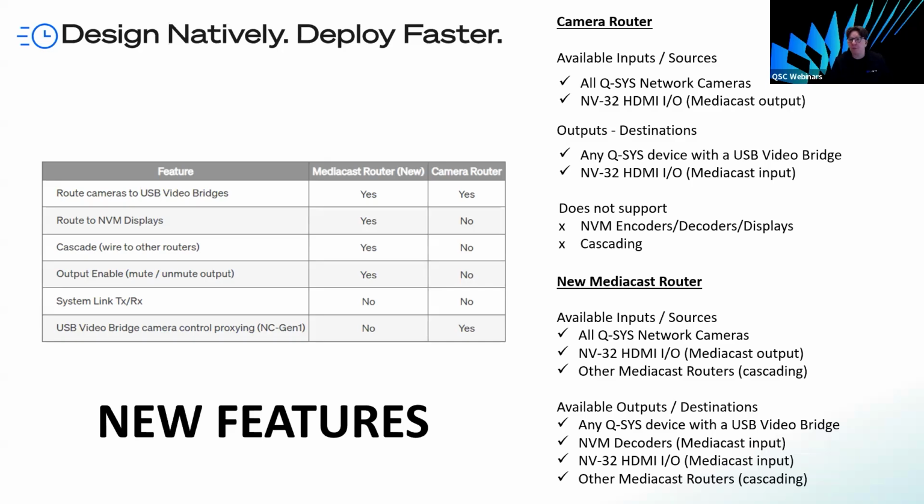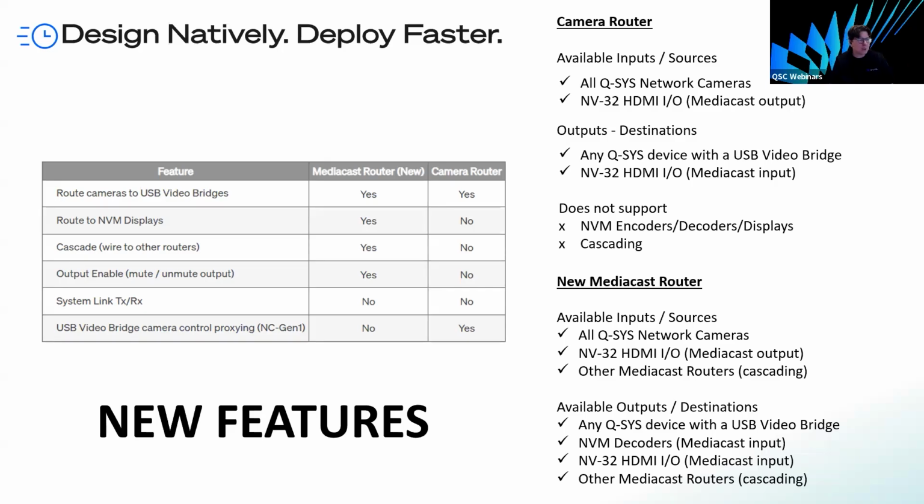Allows any USB bridging. So any device that has USB bridging, our touch panels, our cores, our NV series boxes. What it will not support is NVM, encoders, decoders, or displays. And you can't cascade in or out of the camera routers. So still the same old MediaCast router that you know and love, no changes really to that functionality, just getting renamed and making some space for the new MediaCast router.